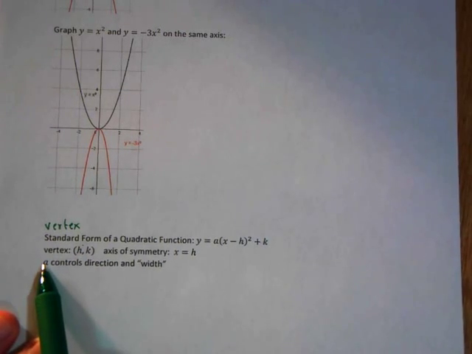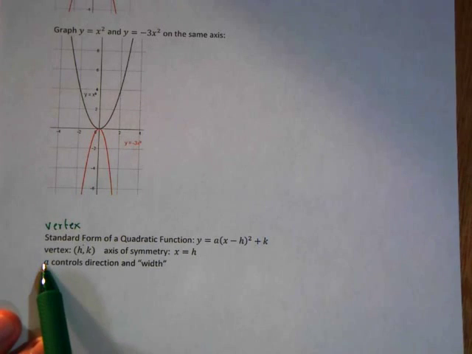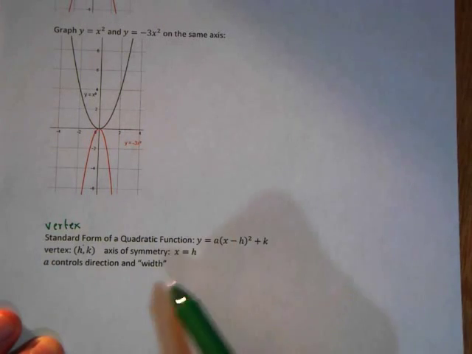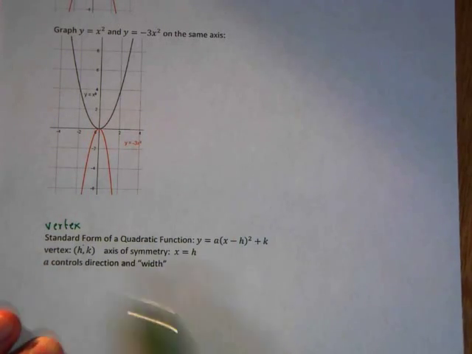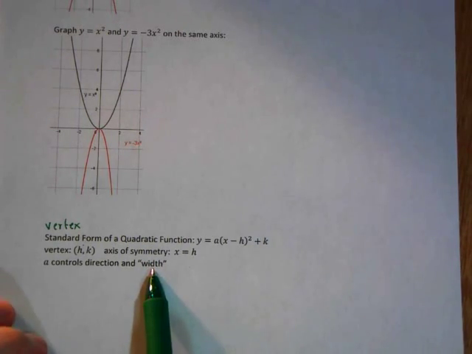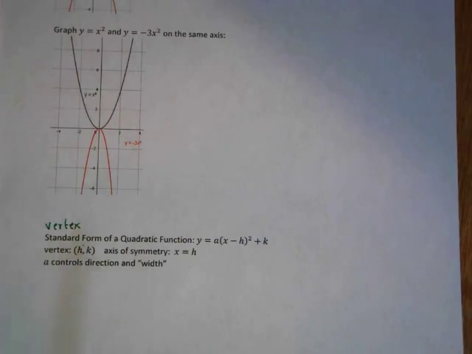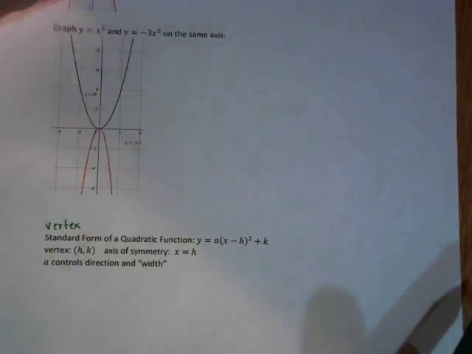A controls the direction. If a is positive, the parabola opens upward, a big U. If a is negative, the parabola opens downward, a big upside down U. And a also controls the width, although again it's really not width, it's really how it's being pulled up or down, pulled in and out, stretched. All right, so let's put that all together.